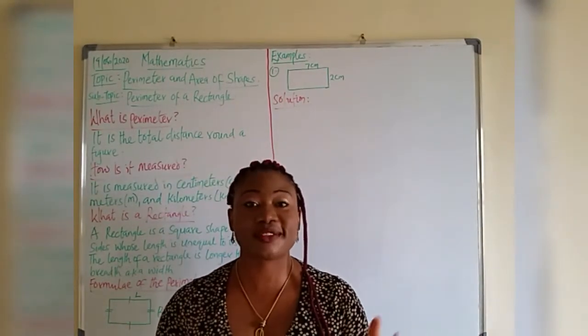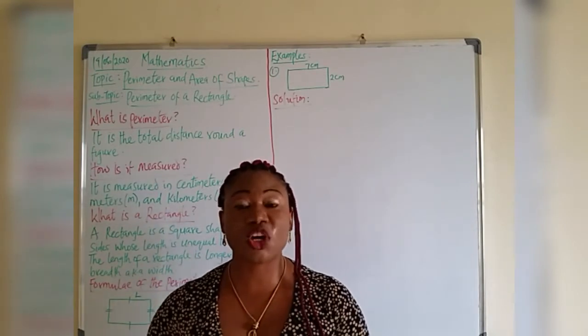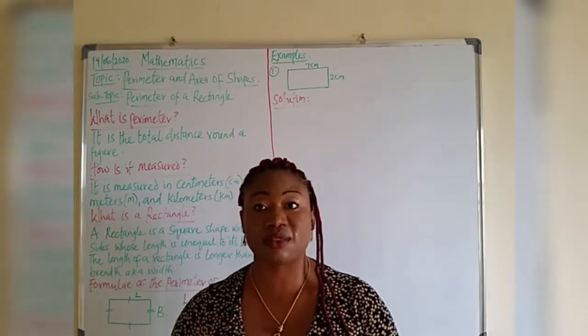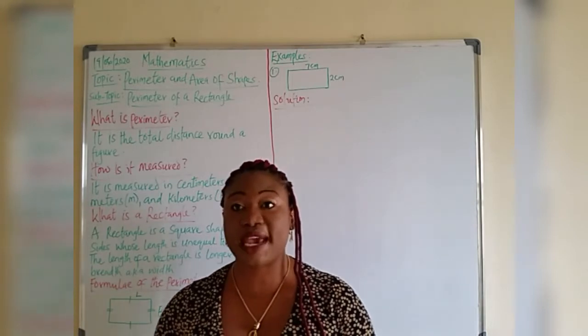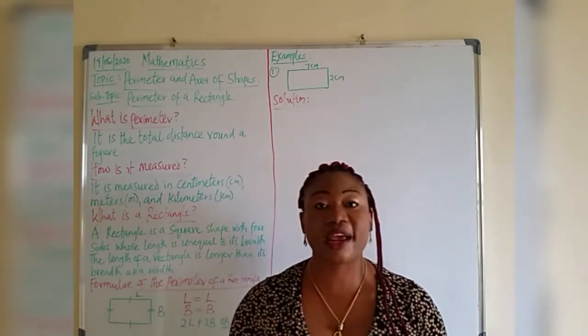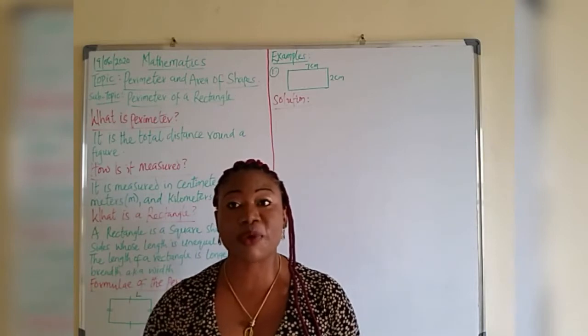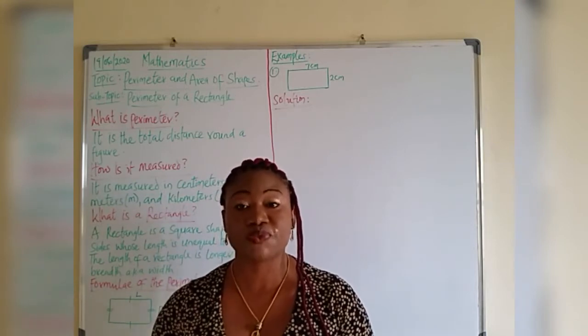Hello children, good to see you again. Today we're going to be looking at the subject mathematics. And the topic we're looking at today is perimeter and area of shapes. The subtopic is perimeter of a rectangle.